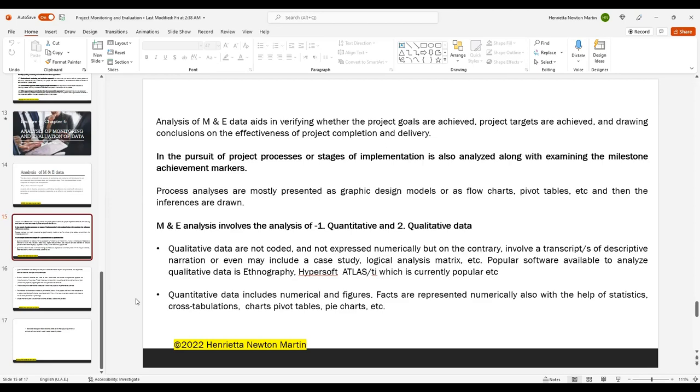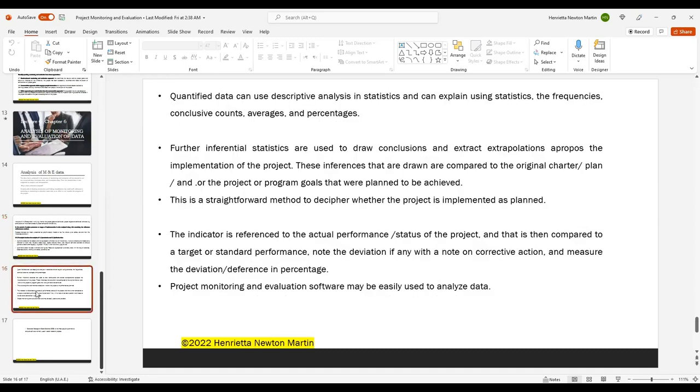Next is quantitative data, which includes numbers and figures, as the name itself suggests. Facts are represented numerically, also with the help of statistics and cross-tabulations. Cross-tabulation is an interesting form of representing data so that you could refer to at least four or five tables altogether in one, check the developments, and accordingly draw inferences. So cross-tabulation is a very good form of representing quantitative data. Charts, pivot tables, and pie charts are used as well.